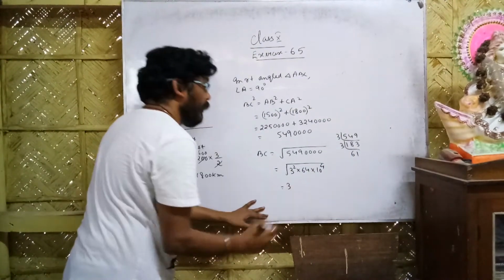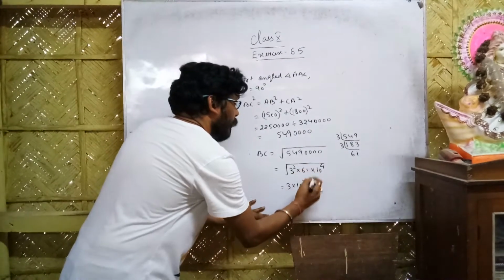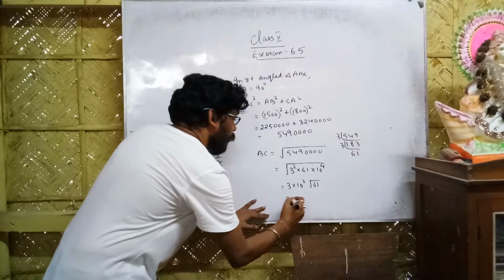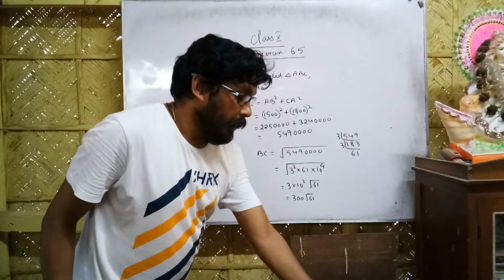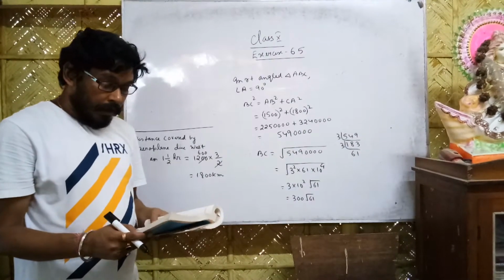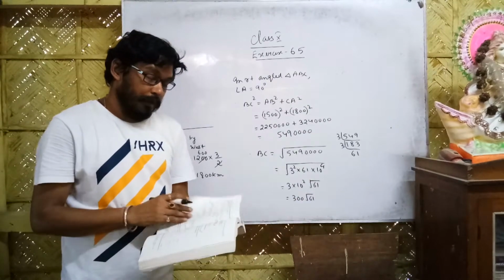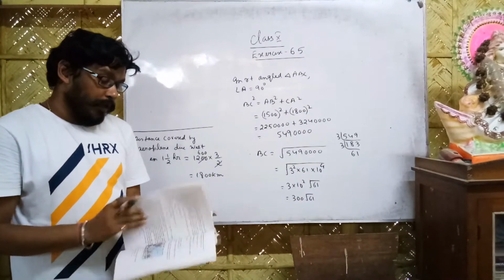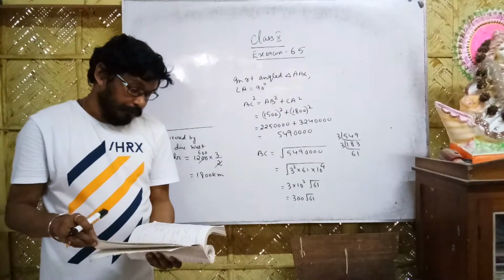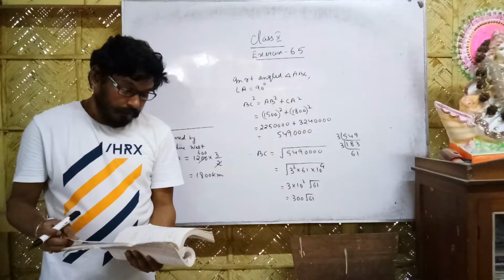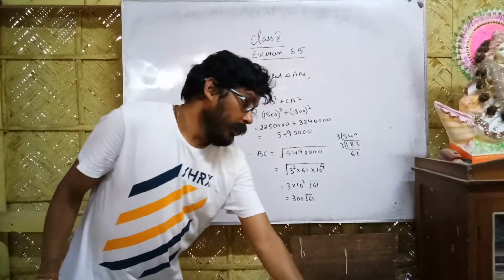Square root of 3 square is 3. 10 to the power 4 will become 10 square, and here it is 61. 61 will not come out of square root, so it is 300 root 61. So last you will write, distance between the two plane is 300 root 61 kilometer. Okay, so this is the end of question number 11.